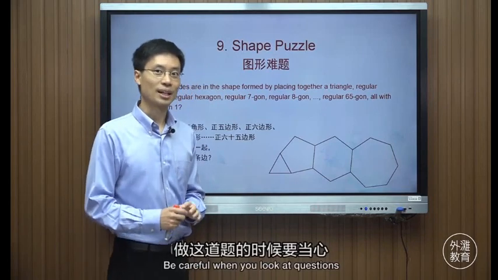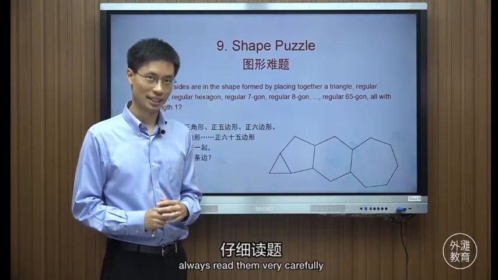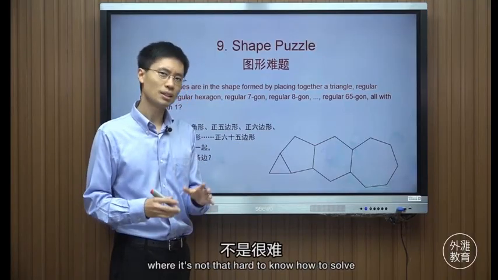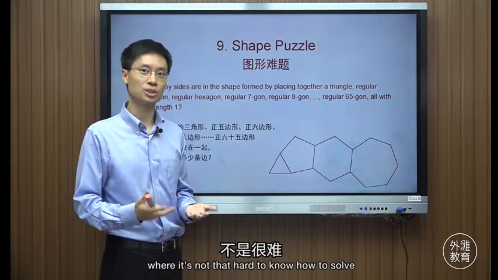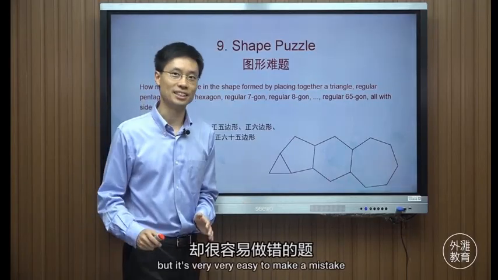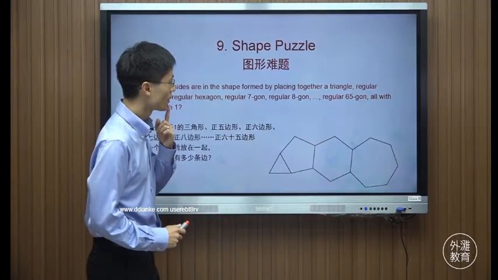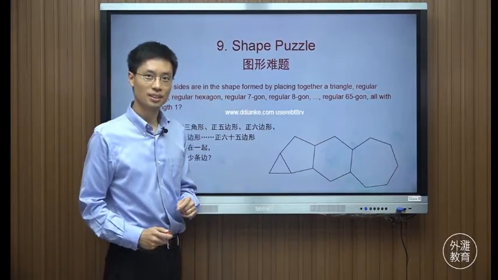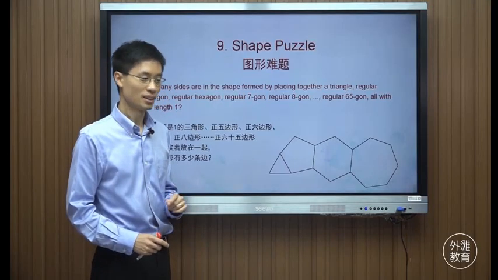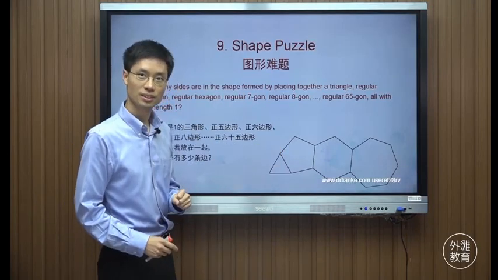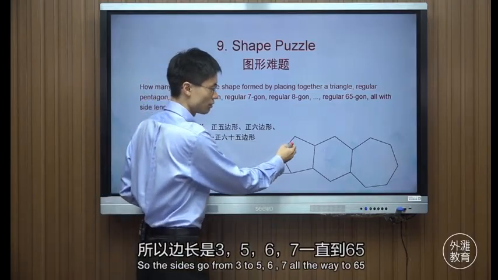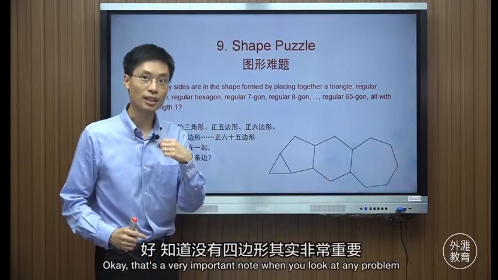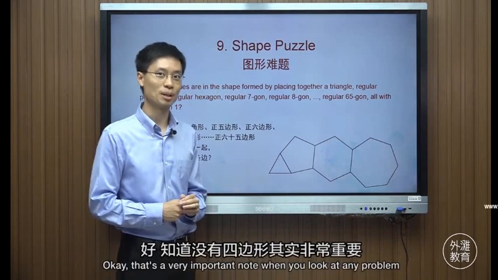Be careful when you look at questions. Always read them very carefully. This is an example of a question where it's not that hard to know how to solve, but it's very, very easy to make a mistake. If you read very closely, and if you look at the picture, you will see that there's something missing. There's no square. So the sides go from 3 to 5, 6, 7, all the way to 65. Okay, that's a very important note when you look at any problem.